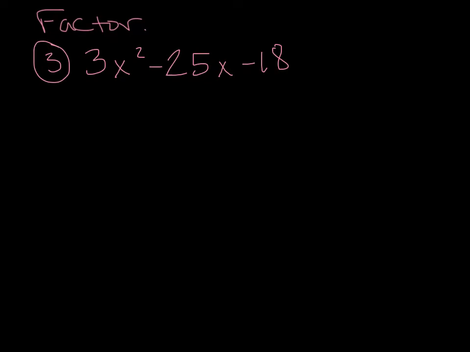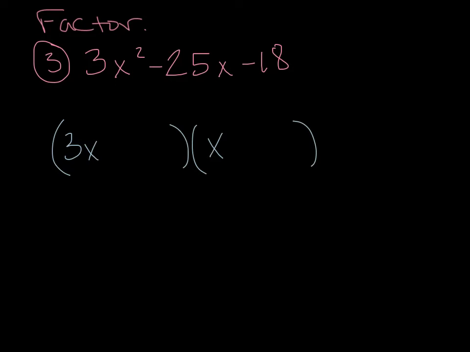Number 3: 3x to the second minus 25x minus 18. Again, we can start with our parentheses. This time, my first two terms have to multiply to 3x to the second. What's going to give me 3x to the second? Well, 3x times x gives you 3x to the second. My last two numbers need to multiply to get negative 18.